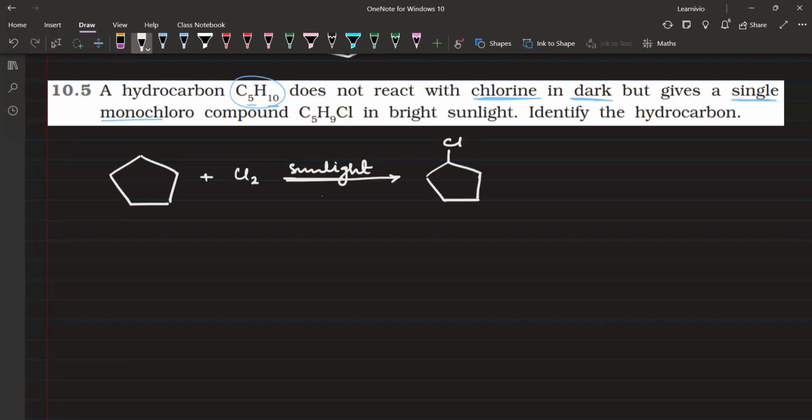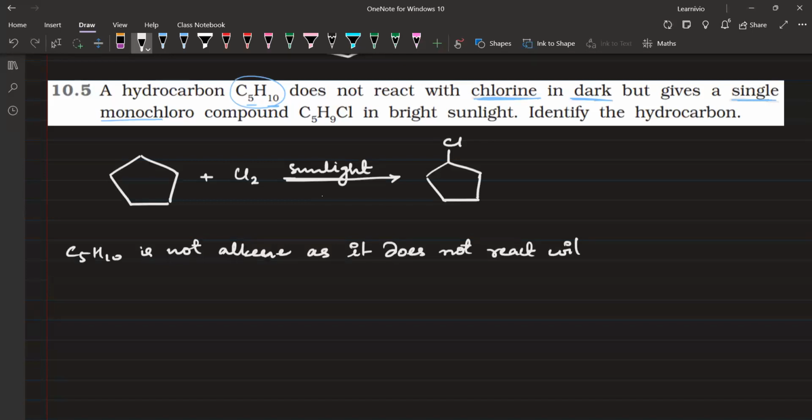Then write, C5H10 is not alkene as it does not react with Cl2 in dark.